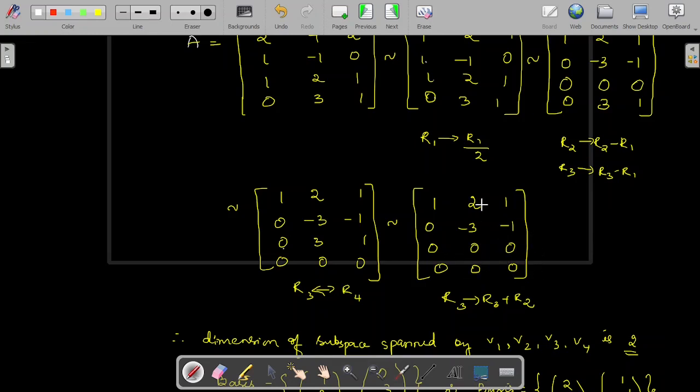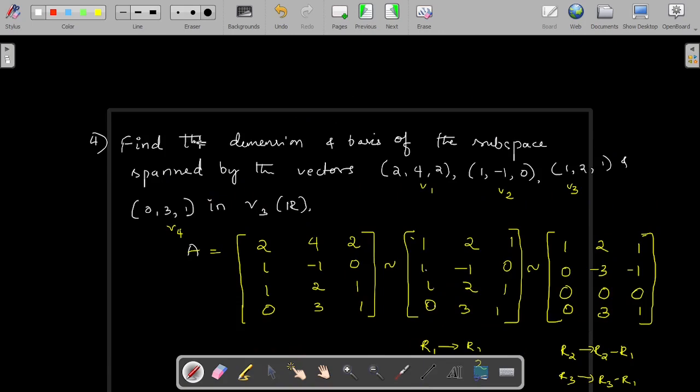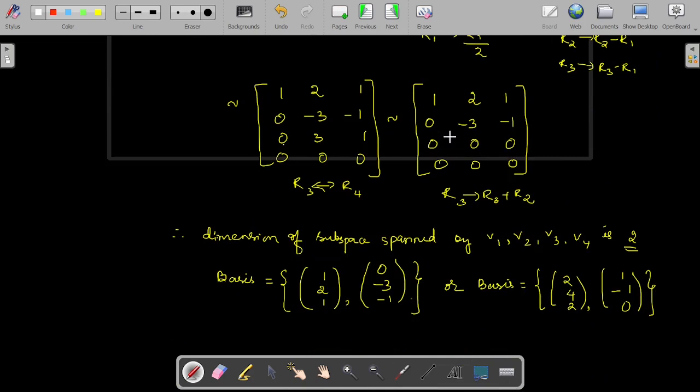You have to count the number of non-zero rows. There are two non-zero rows. Hence, the rank of the given matrix is 2. That gives you the dimension of the subspace spanned by the four vectors, which is the same as the rank of the given matrix. Rank of the matrix is given by counting the number of non-zero rows. There are 2, hence the dimension of the subspace spanned by these four vectors is also 2.